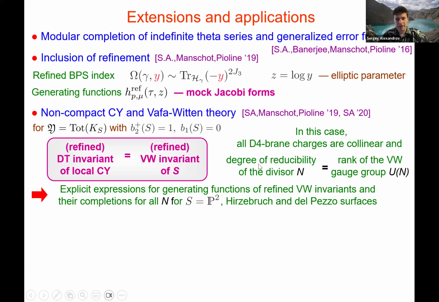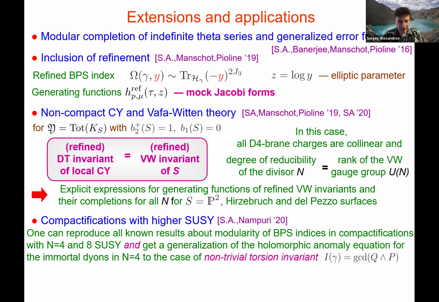So essentially, we take D4, D2, D0 bound states where the D4 brane is wrapped on surface S n times, and the corresponding rank 0 DT invariant coincides with the SU(N) Vafa-Witten invariant on the surface S. So that's the claim. Since they coincide, this Vafa-Witten invariant satisfies the same anomaly equations which I showed you before, and the same holds also in the refined case. And the claim is that you can use this information to find explicitly the generating functions of these refined Vafa-Witten invariants on several rational surfaces like P2, Hirzebruch, and Del Pezzo.